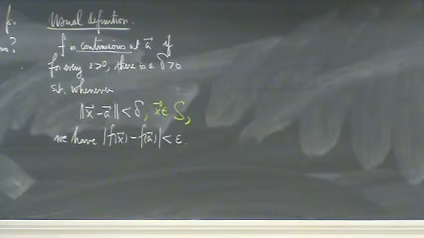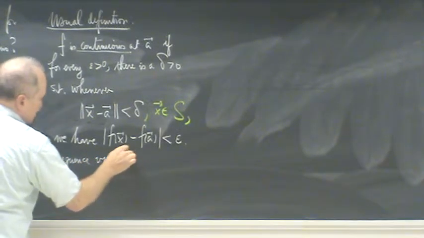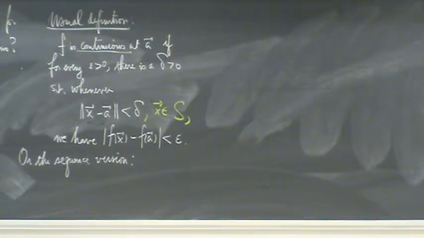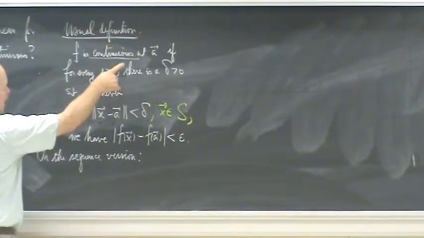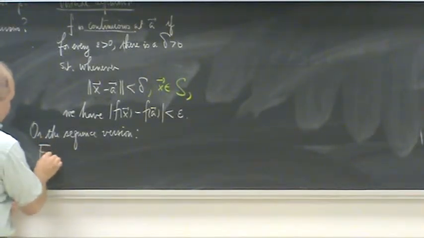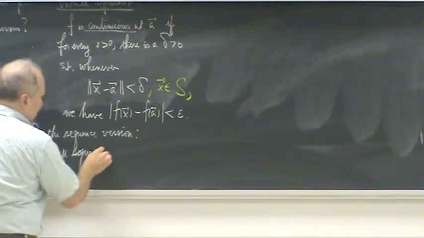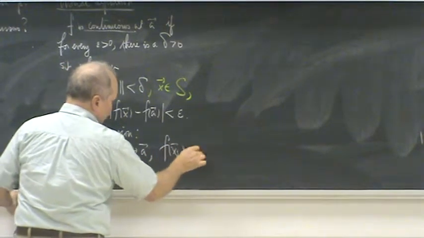Now, Matthias, I think, was thinking about the sequence definition. Remember, we had a sequence characterization. That was one of the proofs I said you should understand by the end of the semester. You could characterize continuity in terms of sequences. f is continuous at a provided that for all sequences x_k converging to a, f of x_k converges to f of a.